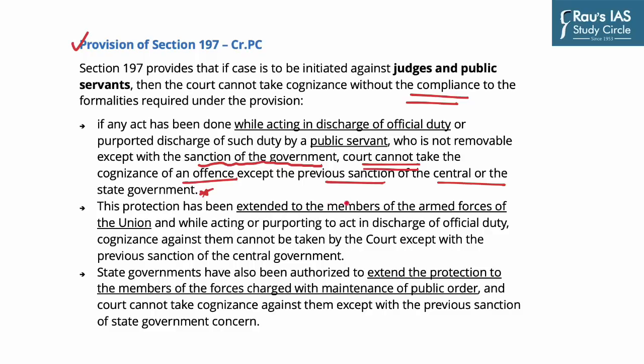This protection has been extended to the members of the armed forces of the Union, and while acting or purporting to act in discharge of official duty, cognizance against them cannot be taken by the court except with the previous sanction of the central government. State governments have also been authorized to extend the protection to the members of the forces charged with maintenance of public order, and the court cannot take cognizance against them except with the previous sanction of the state government concerned. Now, this women organization is alleging that these protections are being used as a license to commit atrocities on the youth and the population of Assam.